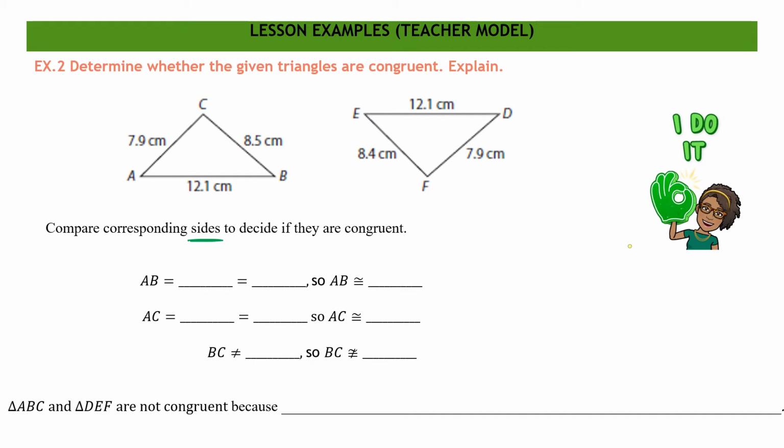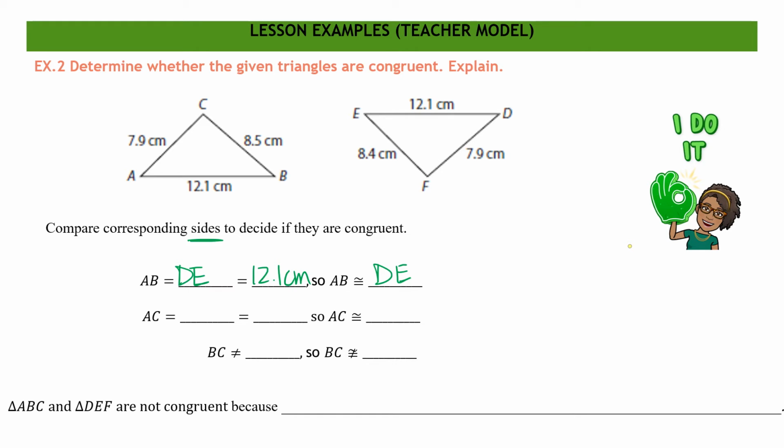So I see side AB as being 12.1 centimeters. I also see in our second triangle that side DE is also 12.1 centimeters. So because these two sides have the same measure, have equal measures, I can say that these two sides are in fact also congruent. So side AB is congruent to side DE.